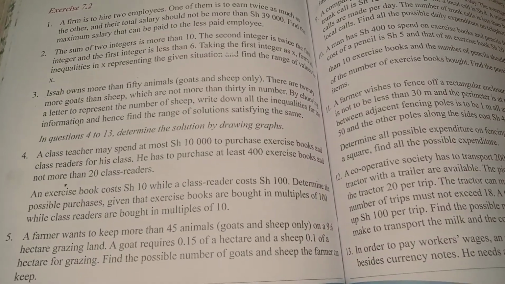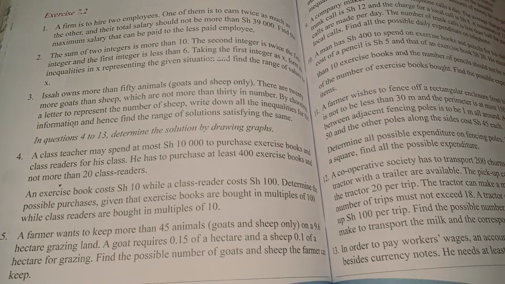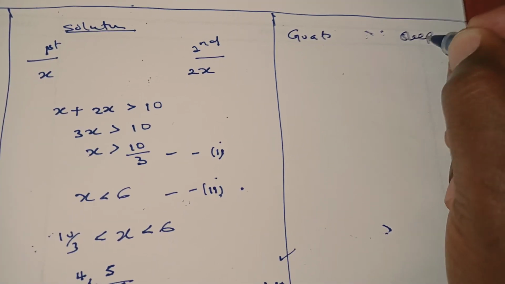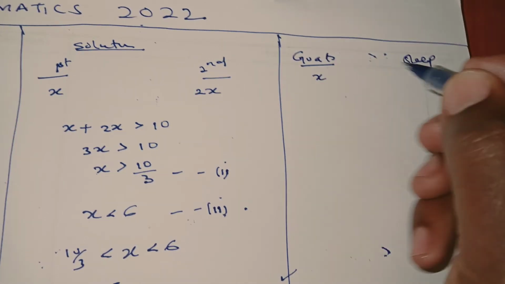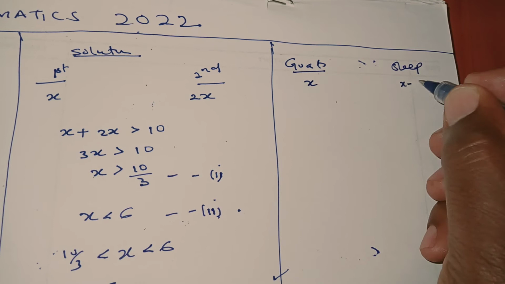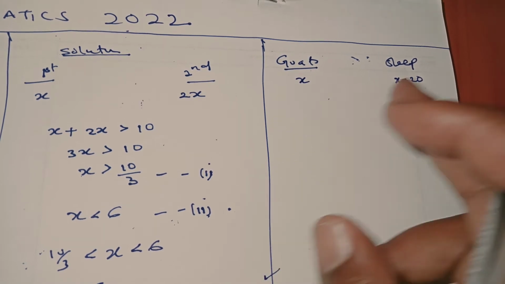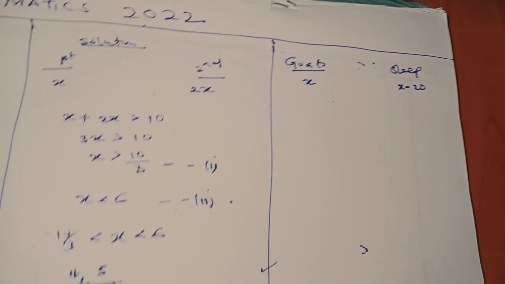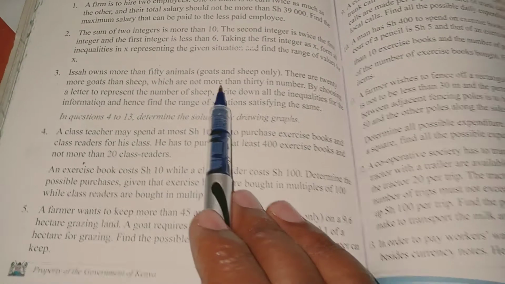Okay, so we are told that Isa owns more than 50 animals here, and there are 20 more goats than sheep. So let's say in the solution tab here we start with goats and sheep. If the number of goats is x, sheep will definitely be x minus 20, because we are told that the number of goats is more than the number of sheep by 20. Again, there is a continuation here that says that there are 20 more goats than sheep, which are not more than 30 in number.